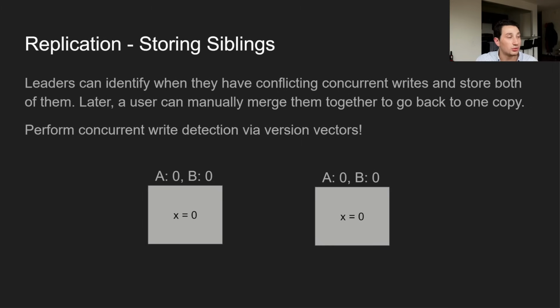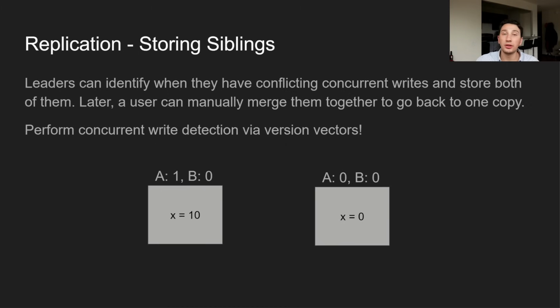So let's look at the following situation. We've got two leaders, right? They both have x equal to 0, and no one has written to them yet. So let's say I write to the leader on the left, which we'll call leader A. So you can see now x is equal to 10.